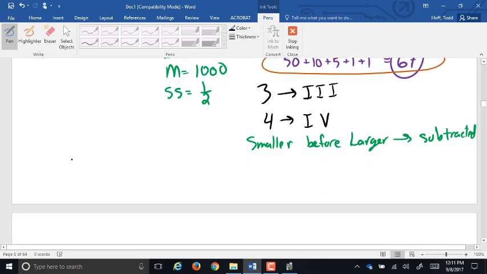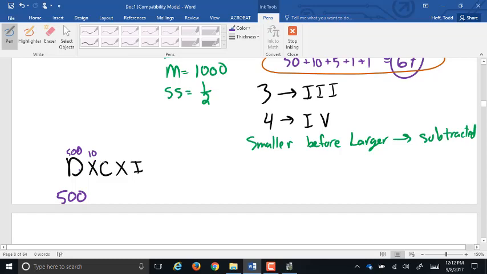We might have D X C X I. The D is what value? 500. X is 10. The 500 is bigger than the 10, so I can just go ahead and put down the 500.